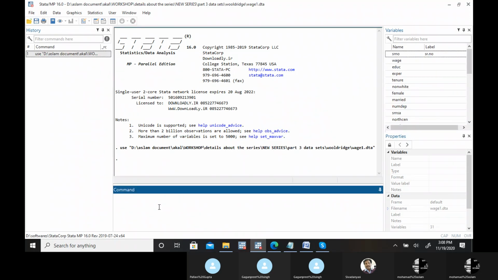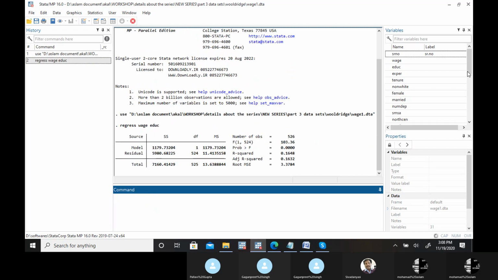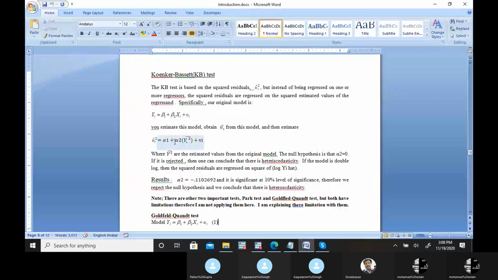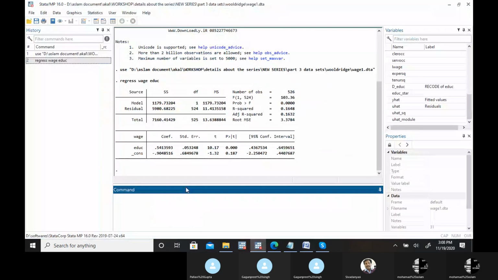So first, simply we have to run the regression of wage on education. It might be any independent variable. It might be more than one independent variable. Only for simplicity, I am taking one independent variable. You can take n number of independent variables. Then for this particular model, we need two components, that is U hat square and Y hat square. So first find Y hat. For Y hat, you have to predict Y hat. It will give you a Y hat.